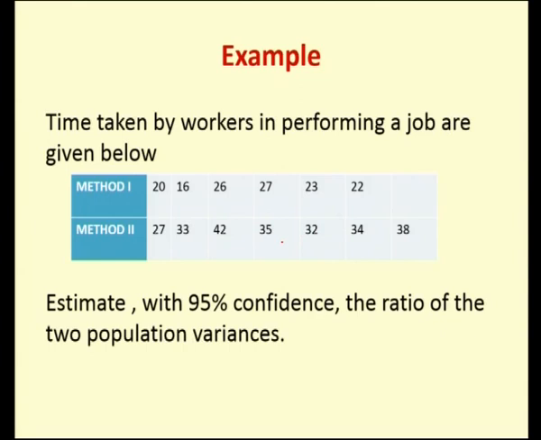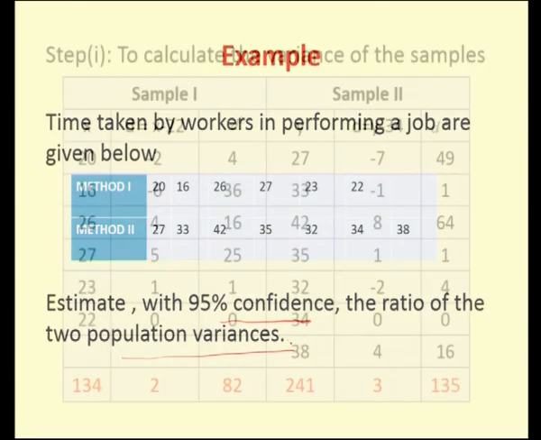Under method 2: 27, 33, 42, 35, 32, 34 and 38. You find that n1 and n2 are not the same. You have to estimate the variances. Here, estimate with 95% confidence the ratio of the two population variances.